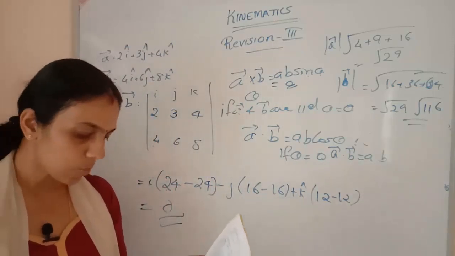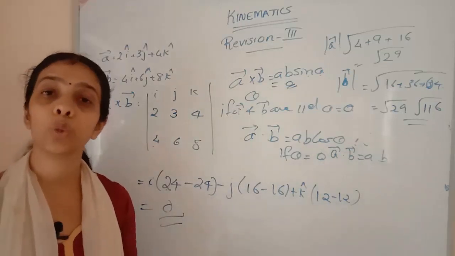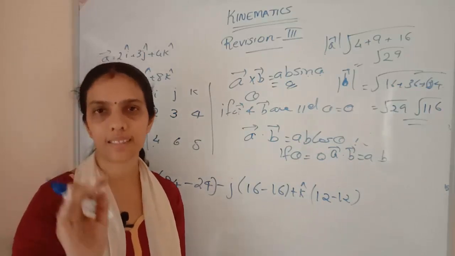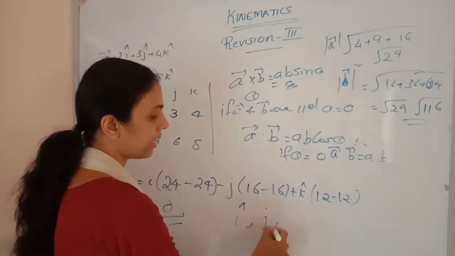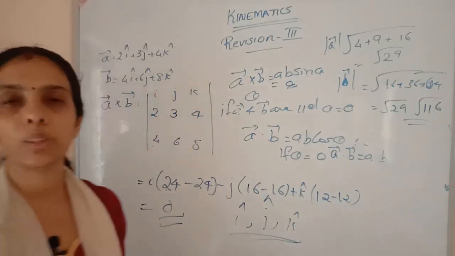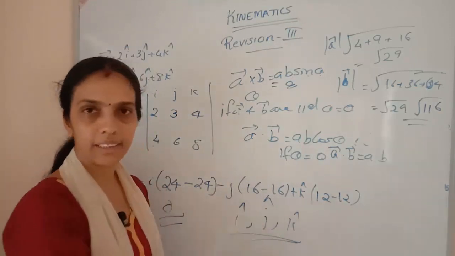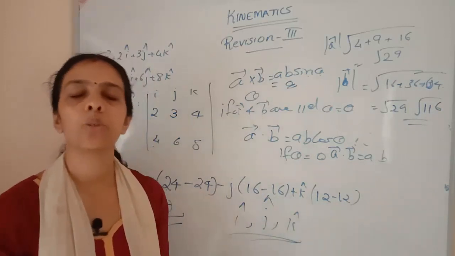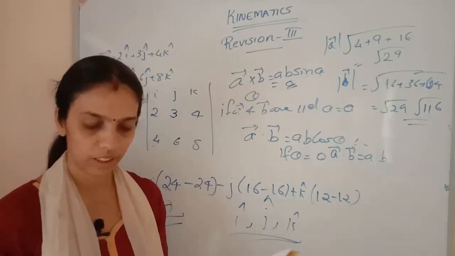Okay, so the next one, what are orthogonal unit vectors? Orthogonal unit vectors means perpendicular unit vectors along the x, y, z axes, that is vector i, vector j and vector k. These are orthogonal unit vectors. Orthogonal means 90 degrees. So i and j are 90 degrees with each other and are unit vectors also. j and k are 90 degrees, so they are unit vectors also. So they are orthogonal unit vectors.